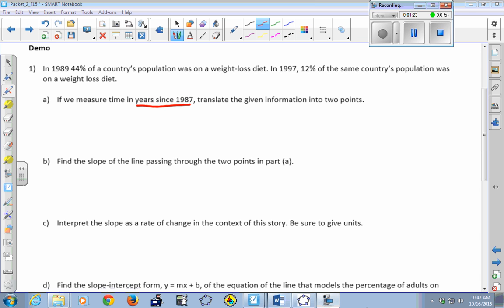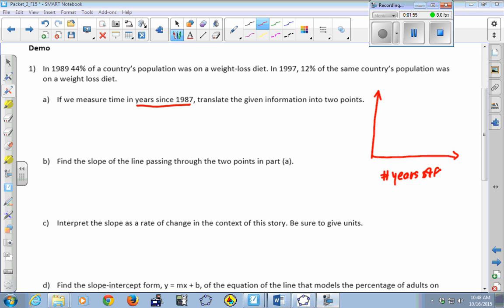So what we want to think about is that if we were graphing this, we'd have a variable along our horizontal axis and a variable along our vertical axis, and we want to look at that information and try to determine which variable would go where. So anybody want to help us with this? Which variable would you put along the horizontal axis? The time, the number of years since 1987 or after.